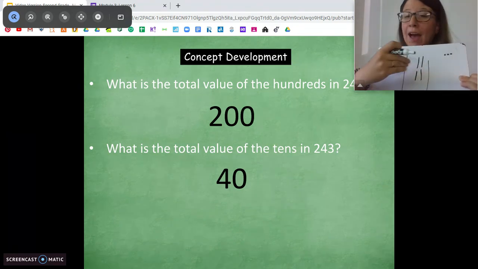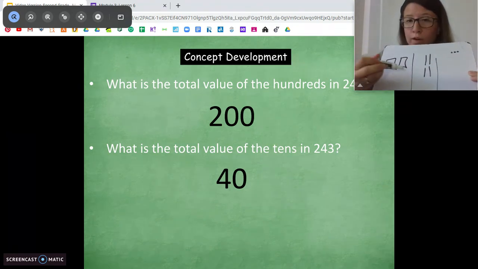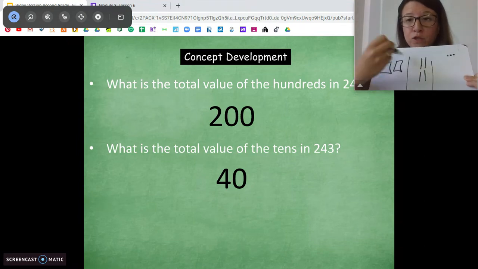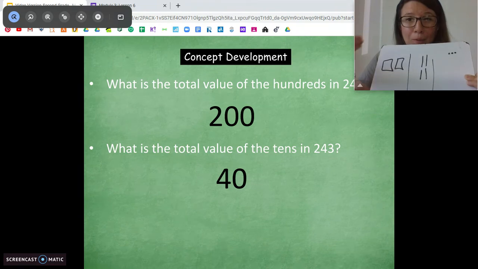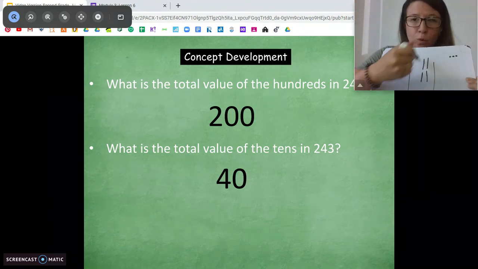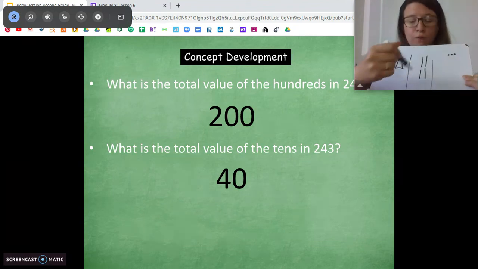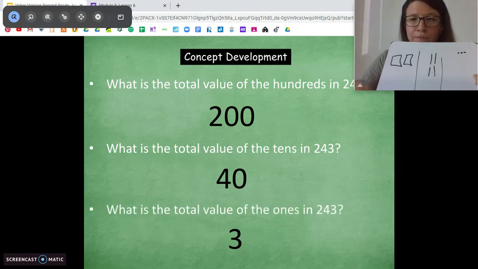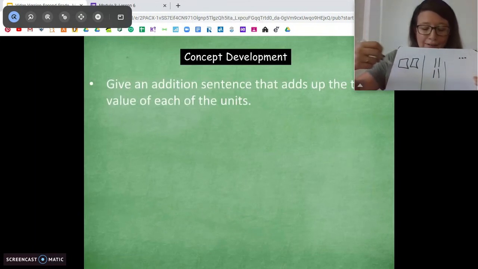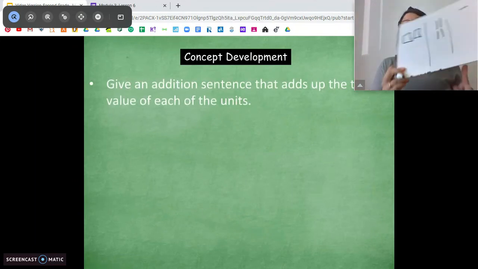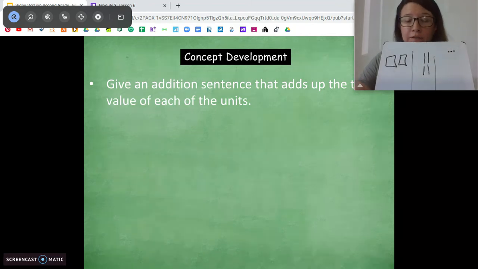Remember, you can always count from your picture if you get confused. 100, 200. This is a value of 200, but when we say value, we want the number that it equals, how much it is. 200, 40, and then what's the value of the ones? 3. Very good. So what we can do is have an addition sentence to add up all of the values of each of the units.